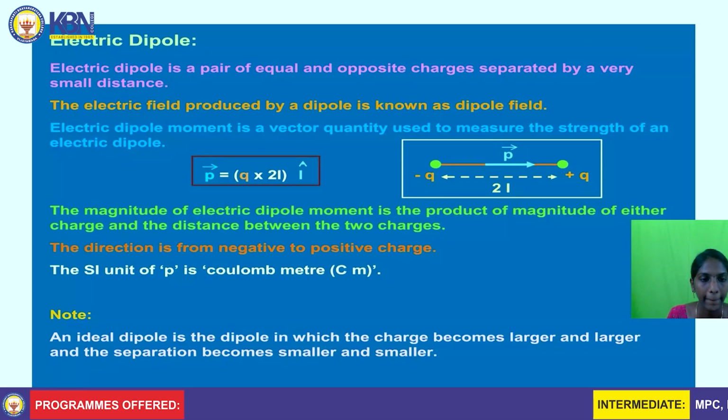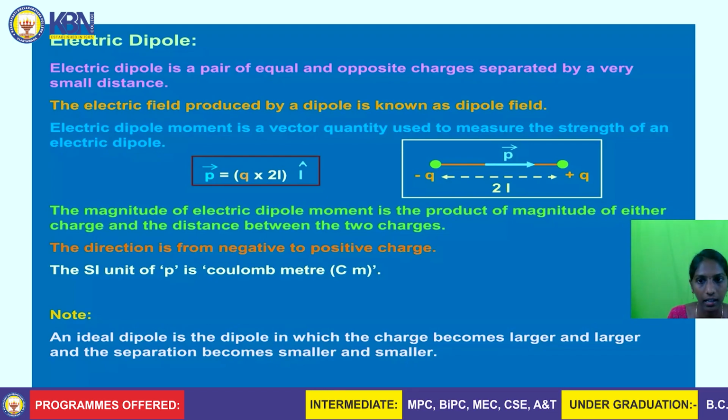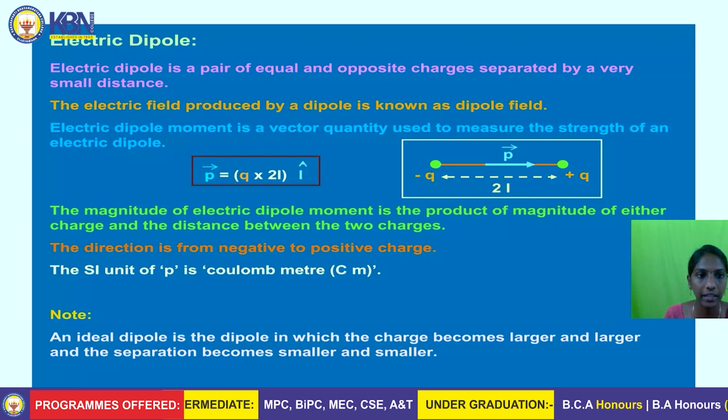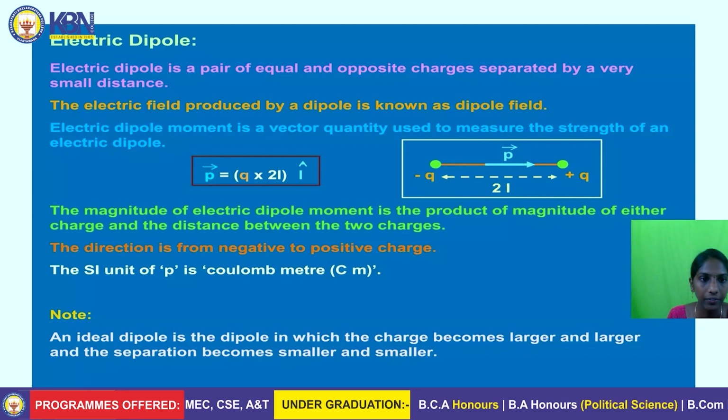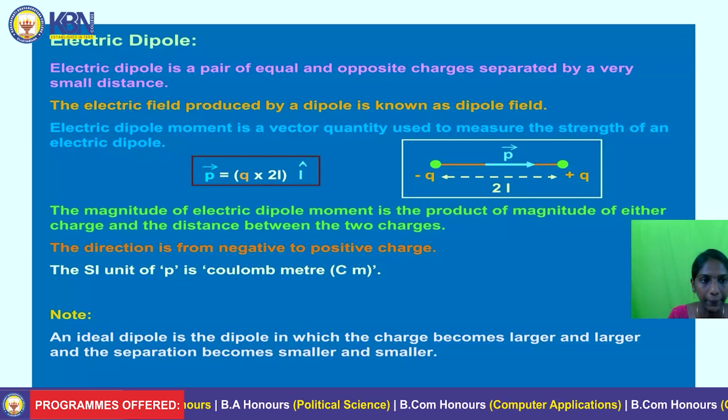Electric dipole. The electric dipole is a pair of equal and opposite charges separated by a very small distance. The electric field produced by a dipole is known as the dipole field. The electric dipole moment is a vector quantity used to measure the strength of an electric dipole. The magnitude of the electric dipole moment is the product of the magnitude of either charge and the distance between the two charges.